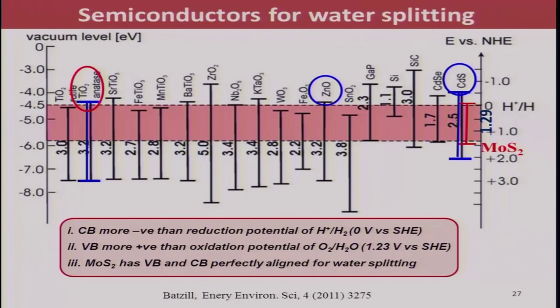You must have a conduction band which is more negative than the reduction potential of the proton, and the valence band must be more positive than the oxidation potential of water. So MoS2, for example, has the valence band and conduction band perfectly aligned for water splitting. Of course, CdS is quite good. Levels are good. Zinc oxide is very good. TiO2 is very good. So some are good only for one reaction and not the other. But MoS2 seems to be quite good.